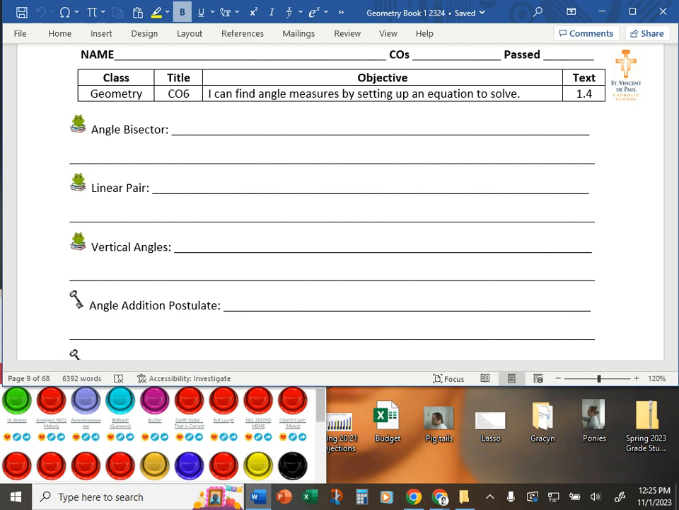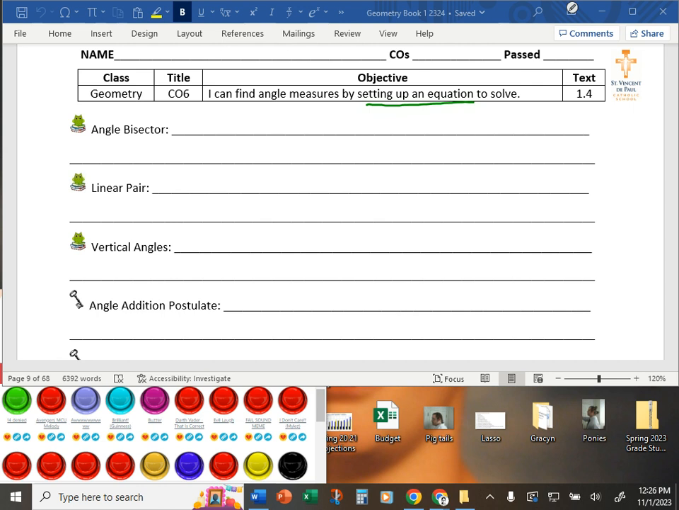So, okay, CO6 is finding angle measures by setting up an equation to solve. Whenever you see the phrase set up an equation, you're thinking algebra, because if you set up an equation, you need algebra to solve it. So we are still dipping back into algebra here, but our focus, instead of setting up an equation for segments like we did in CO2, is now going to be with angles. And in fact, your Khan Academy that was due last week or this week ties into what we're doing here.